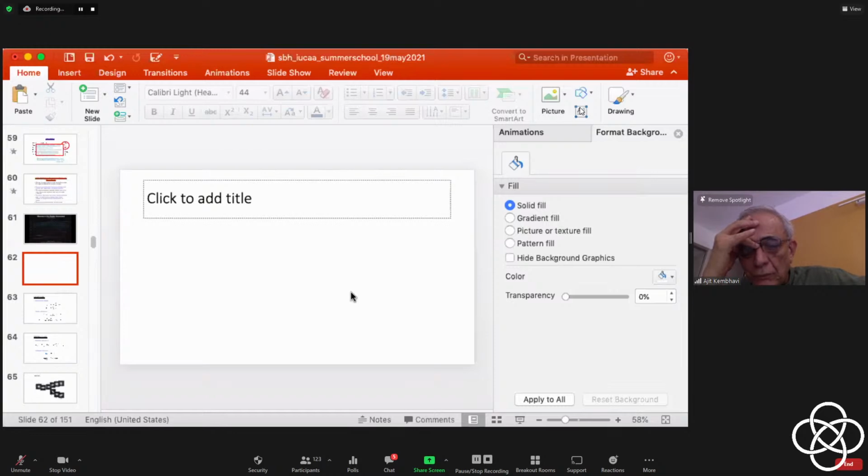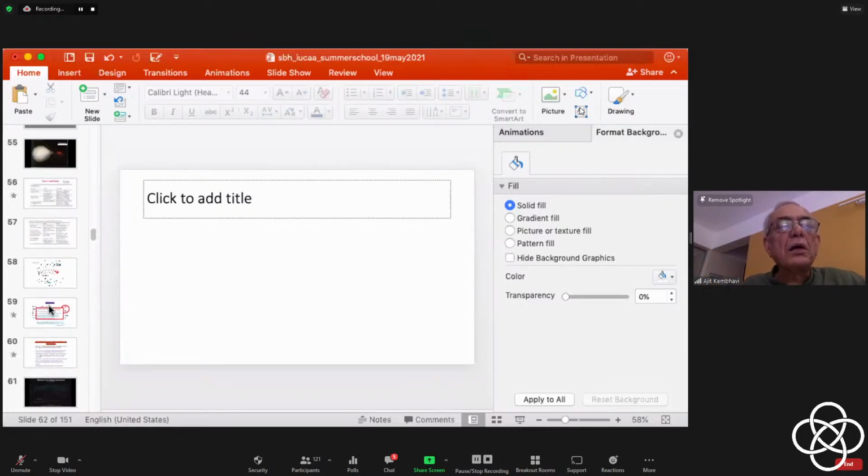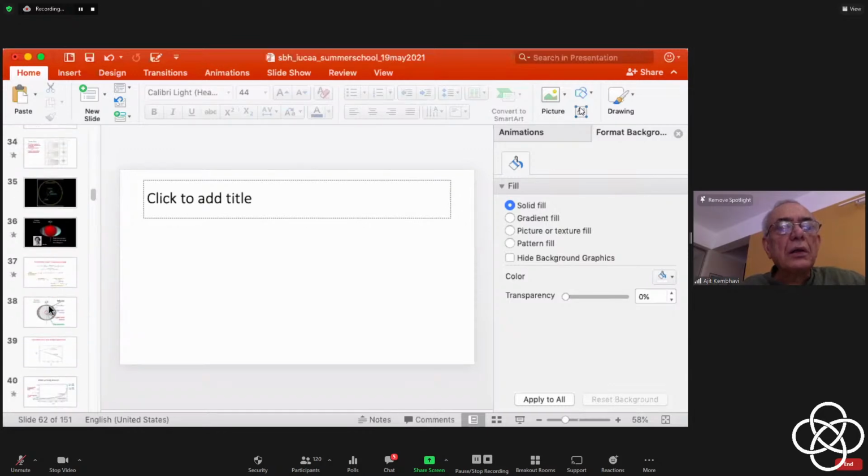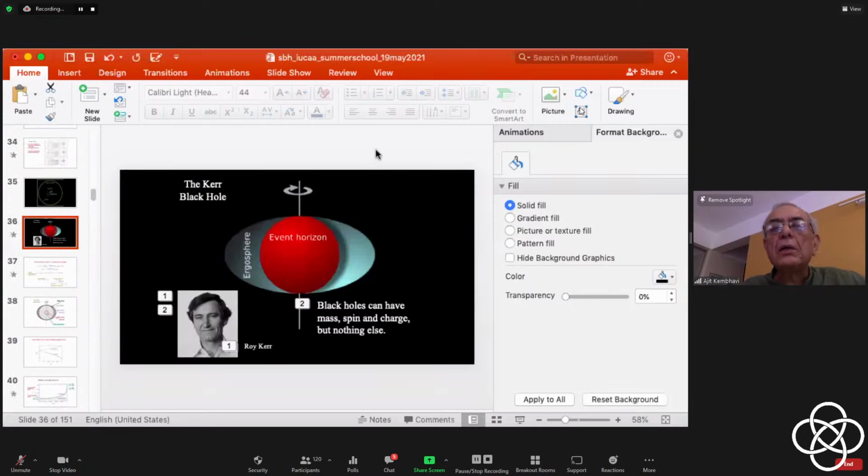Am I audible, sir? Yeah. Could you go to the slide where you explained the Penrose process? No, I did not actually explain the Penrose process. Not the Penrose process, but the graph that you showed. Which graph was it? About the amount of energy extraction, the percentage of energy extraction. 40th. Yeah.